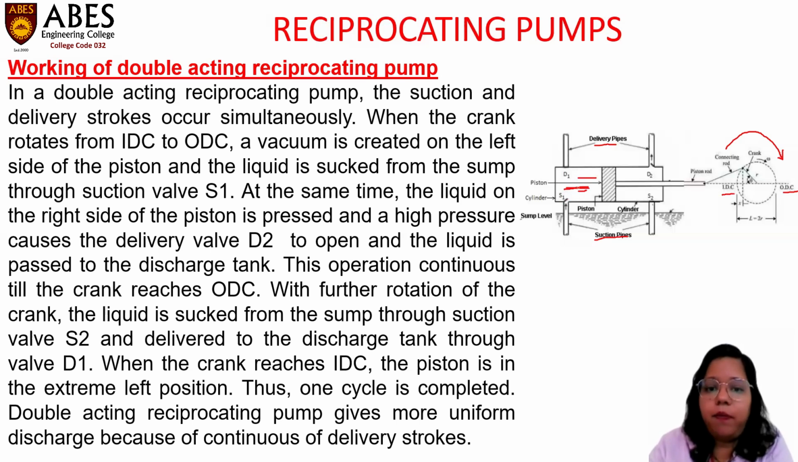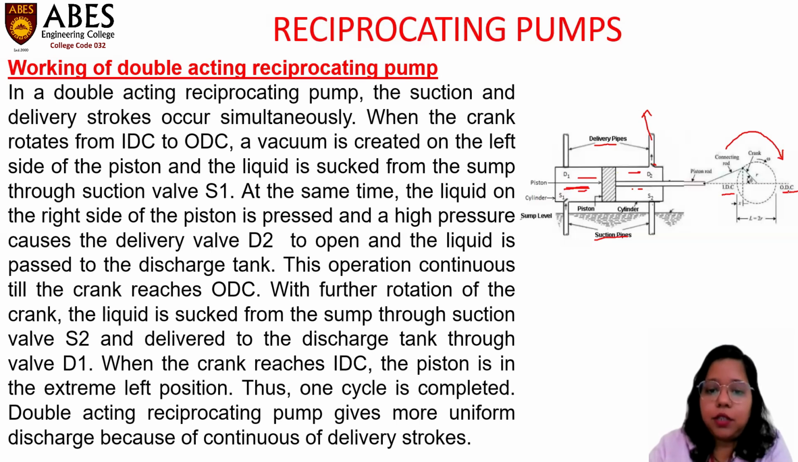At the same time, the liquid on the right side of the piston is pressed, and the high pressure causes the delivery valve D2 to open. As pressure increases here, this valve opens and it delivers the fluid present here at a raised height. This operation continues till the crank reaches ODC.